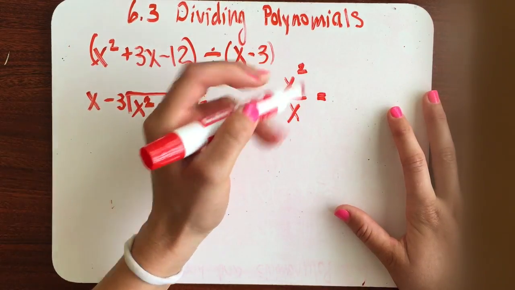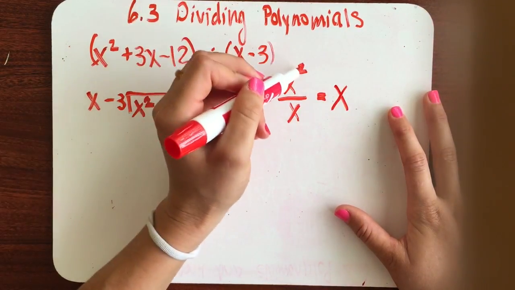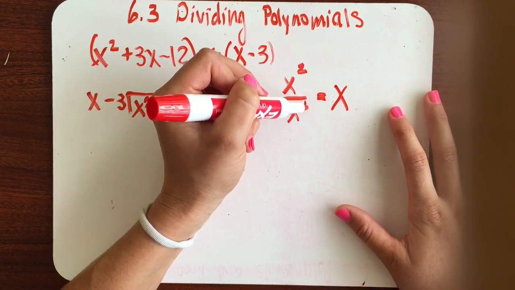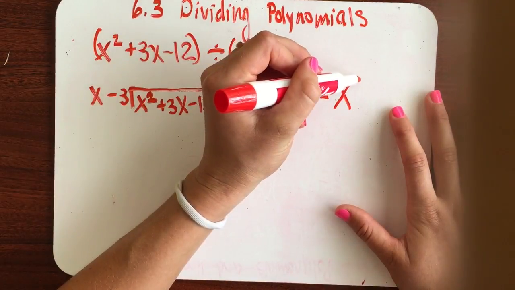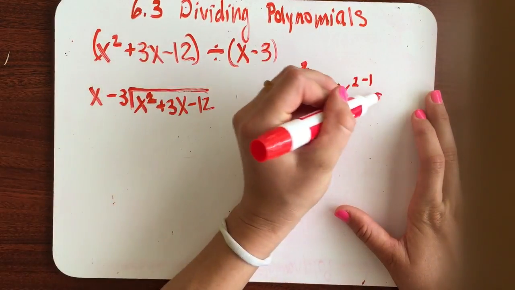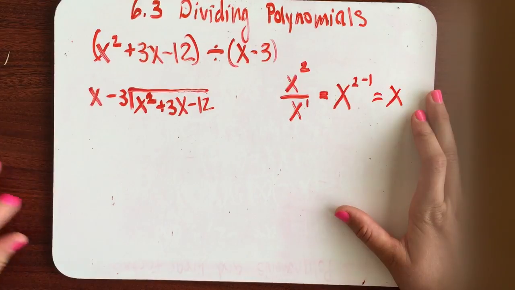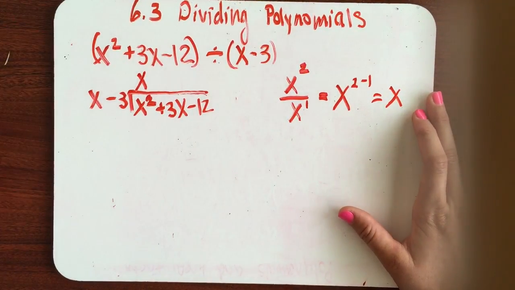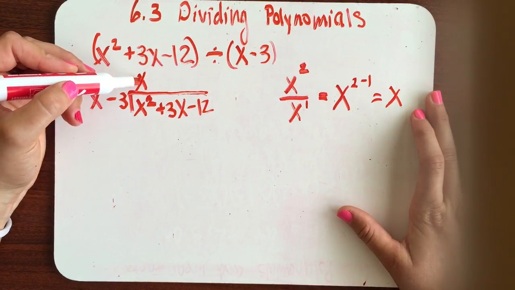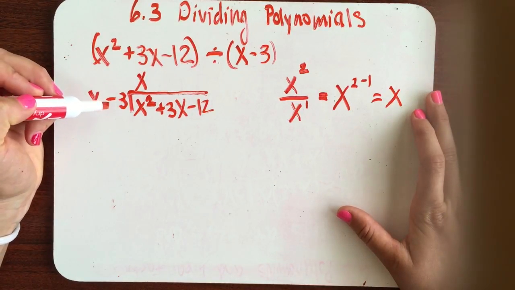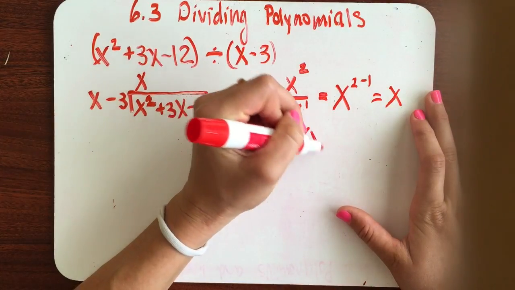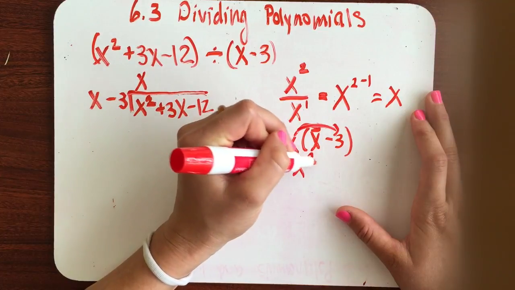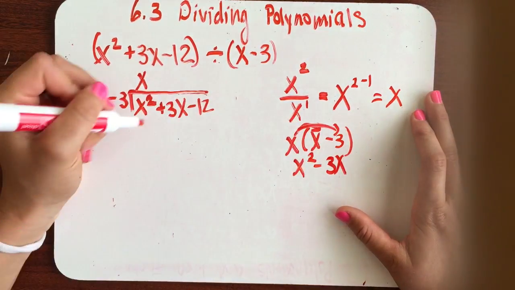When we have the same base, we keep the base and subtract the exponents. If there's no exponent, then the exponent is 1. So it's really x to the 2 minus 1, which is x to the first, or just x. We put that up top to start our quotient. The next thing is to multiply x times x minus 3. We distribute that in, and we get x squared minus 3x.